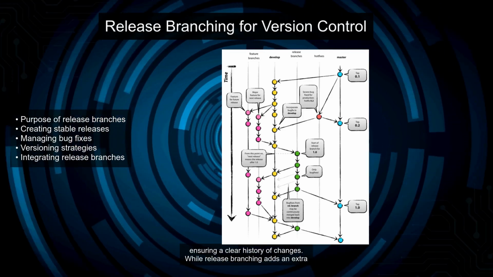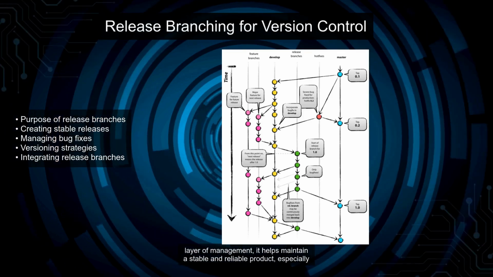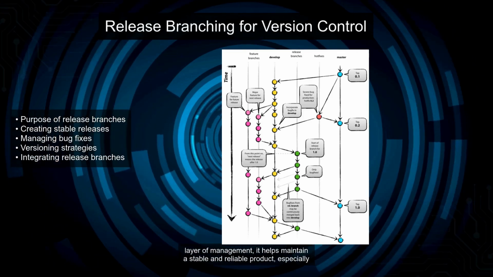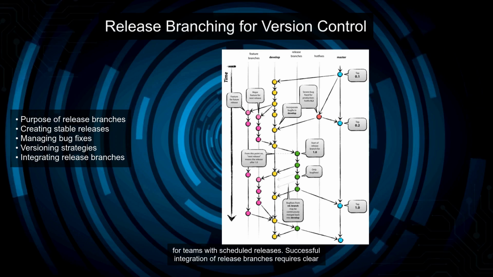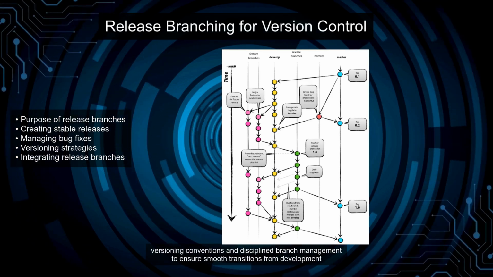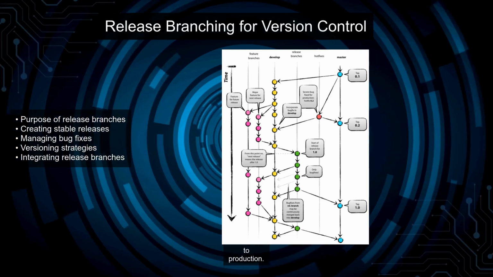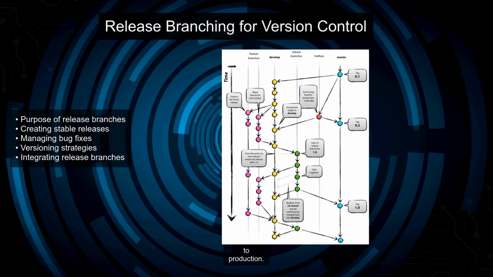While release branching adds an extra layer of management, it helps maintain a stable and reliable product, especially for teams with scheduled releases. Successful integration of release branches requires clear versioning conventions and disciplined branch management to ensure smooth transitions from development to production.